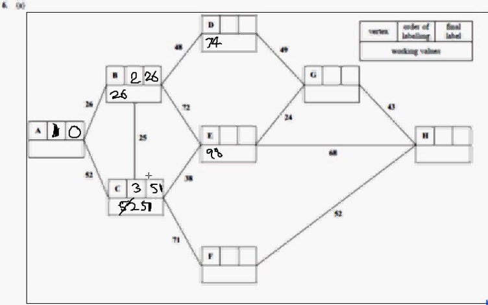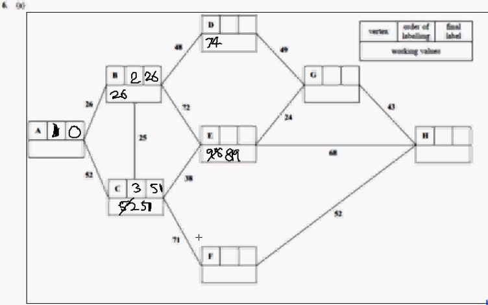Okay, cool. So carry on the process. Starting at C, where can we get to from C? Well, we could go up here, but that's already been finalized, so no point doing that. We could go up to E. That would take 51, which is the value at C, plus 38. That's 89. Well, that's smaller than 98, so that's a better working value, so we'll put that in there. 89. Okay, there we go.